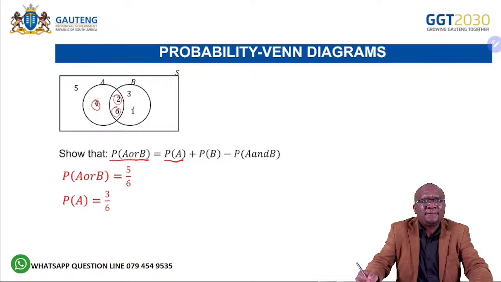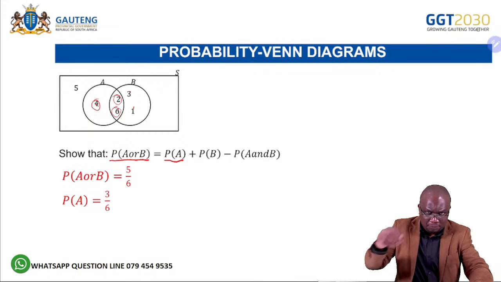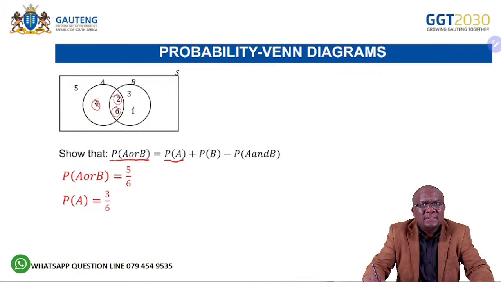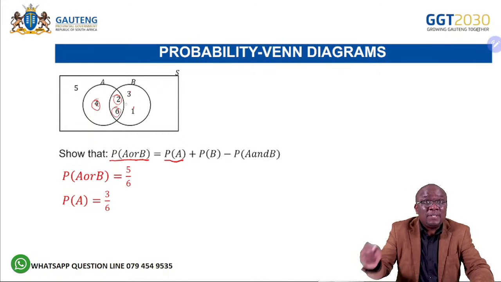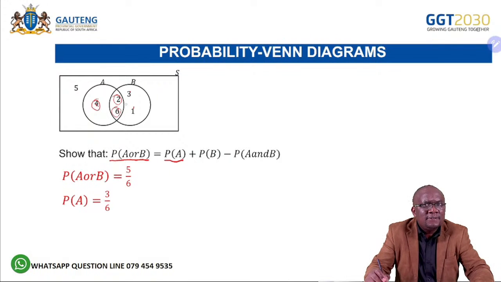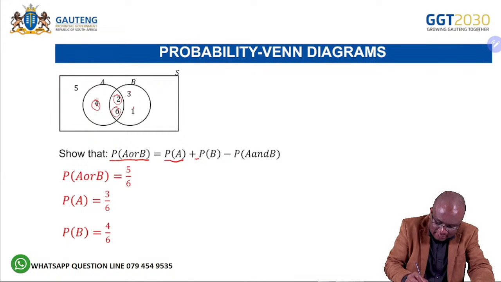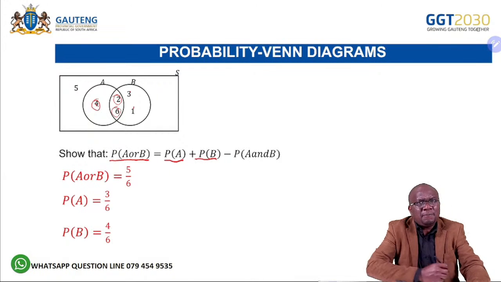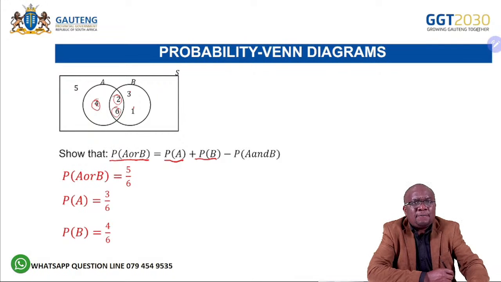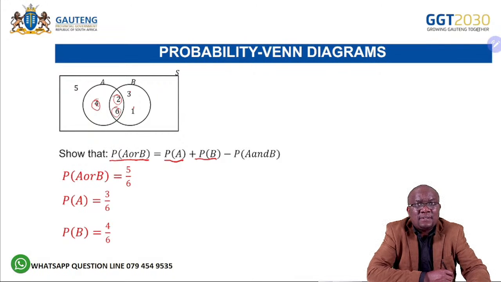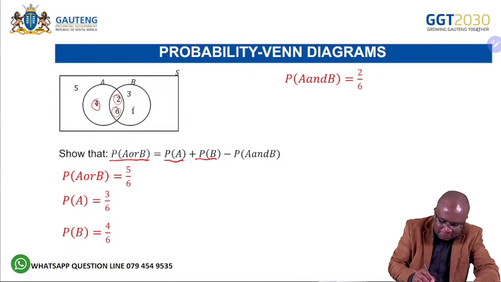What is the probability of B? B, the whole B, not B only. B only will be 2, isn't it? Because there's 3 and 1 there. But B is going to be 4 out of 6. Okay, let's leave it as 4 out of 6. That is B. We've done this part. And then what is the probability of A and B, the intersection? How many items do we have there? We have 2 out of 6. You see that?